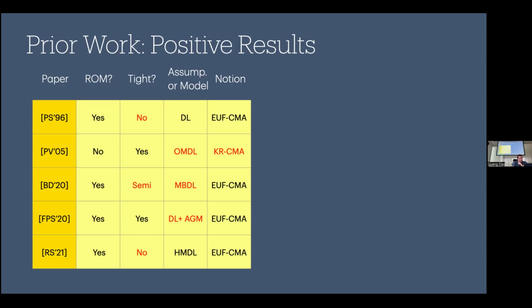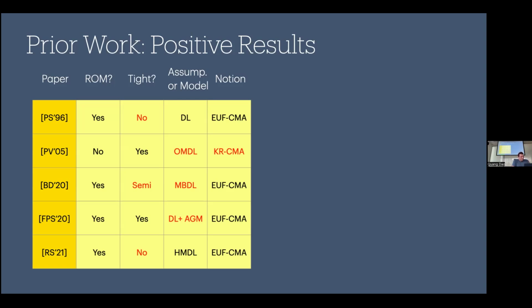Rotem and Segev, which gave some improvement on the exponent, a half, but still not very tight. And they use something called high moment discrete-log. There's a 3/2 or something, or 2/3, I forget which. Yeah, 2/3. Sorry, I always mix it up.